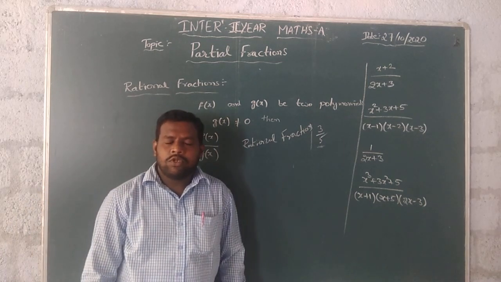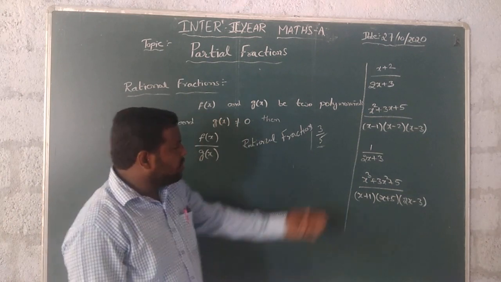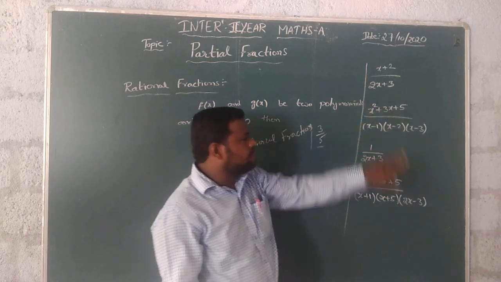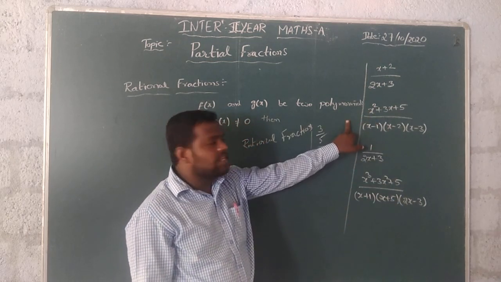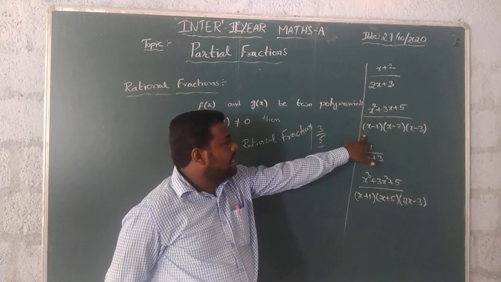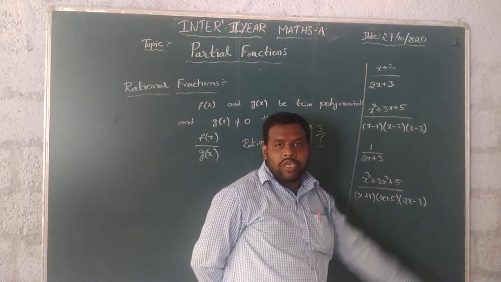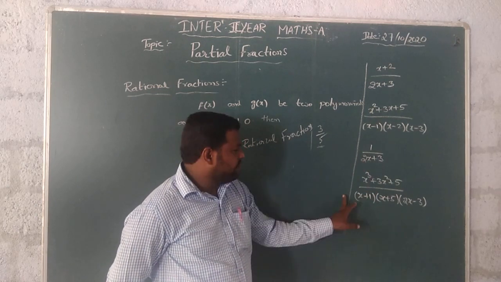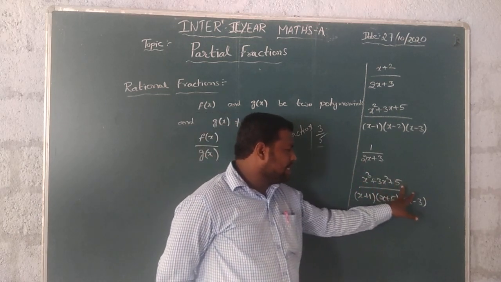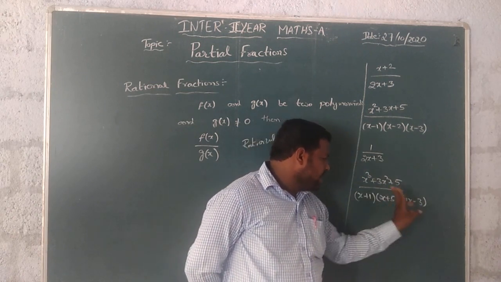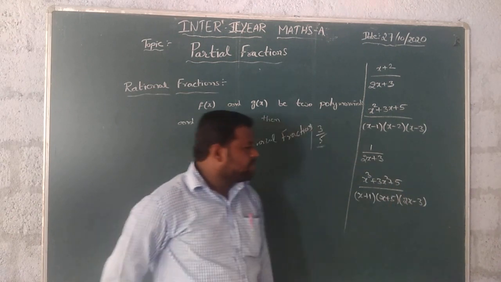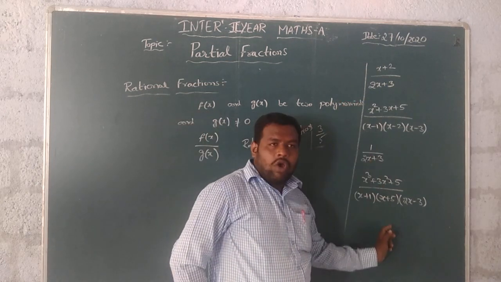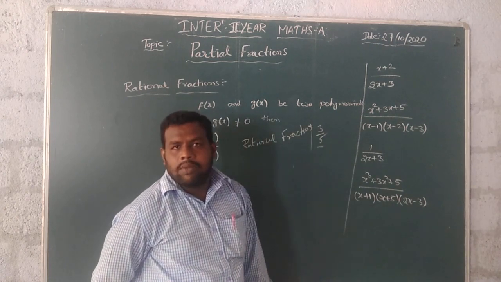We can give 4 examples. The first one is x plus 2 by 2x plus 3. Second one, x square plus 3x plus 5 by x minus 1 into x minus 2 into x minus 3. Third one, 1 by 2x plus 3. And fourth one, x cube plus 3x square plus 5 by x plus 1 into x plus 5 into 2x minus 3. So these fractions are called rational fractions.